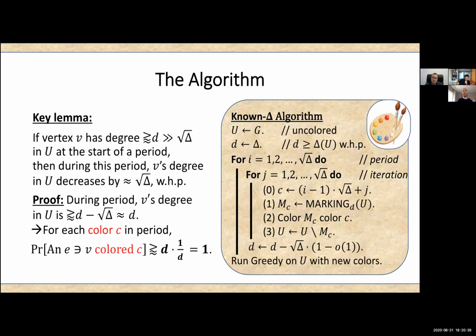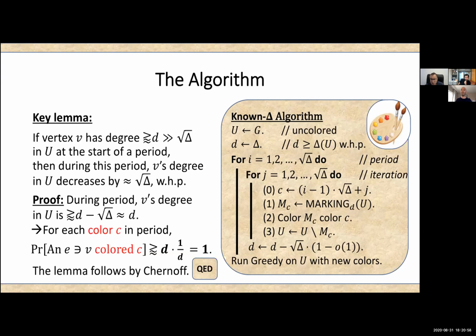And at this point, if root delta is sufficiently large, say it's super logarithmic, then standard concentration inequalities and maybe a coupling argument show that we actually lose essentially the expected number of edges in the uncolored graph. And that's it.